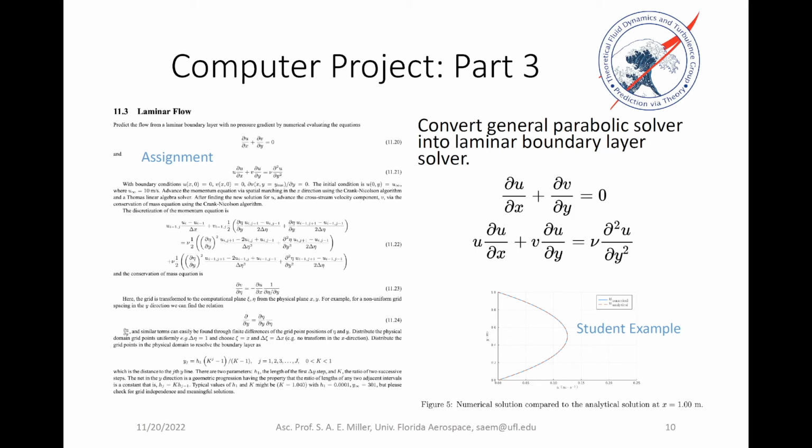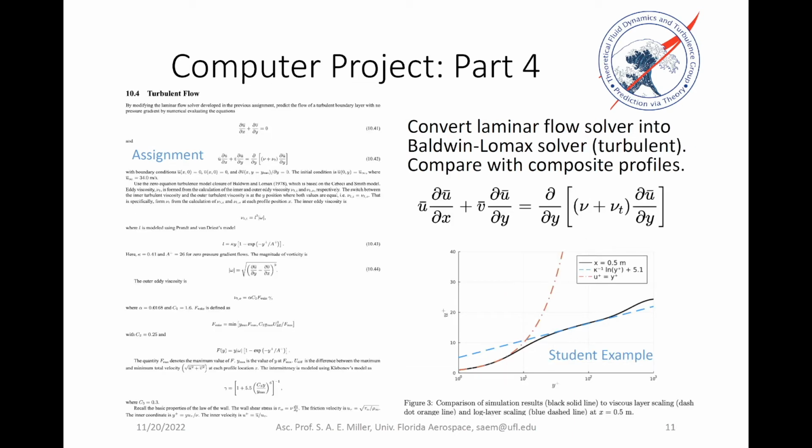So now we have a continuity and momentum equation, and we introduce the viscous coefficient. And you can see how the equations in part 2 and part 3 are related. Averaging the variables and adding in an eddy viscosity, we used the Baldwin-Lomax model of 1978 to do that. It's pretty straightforward, and almost all the students were successful in completing this part of the computer project.